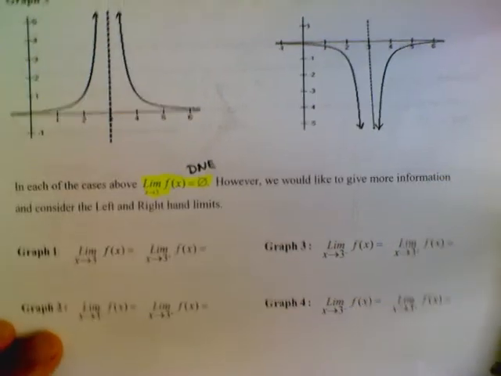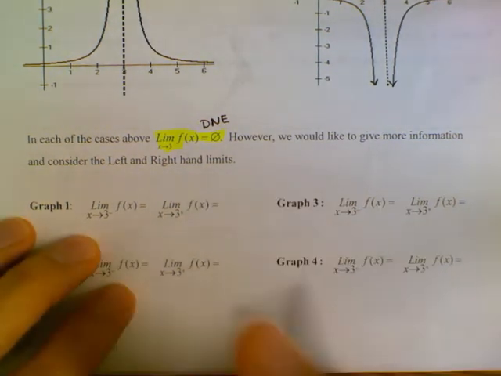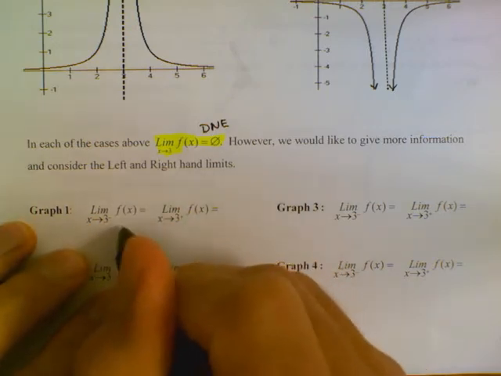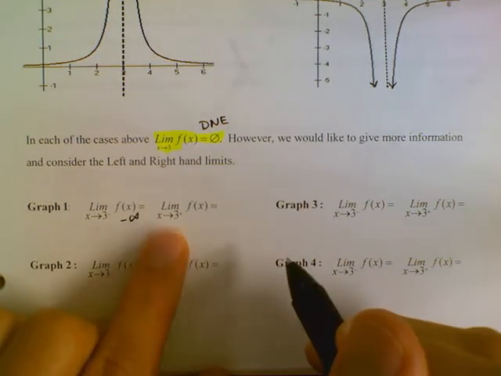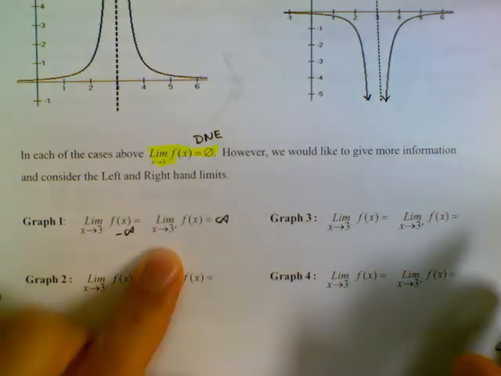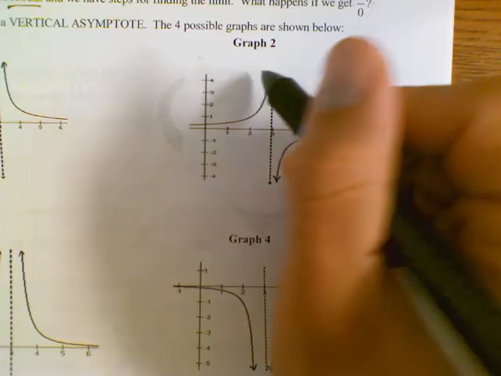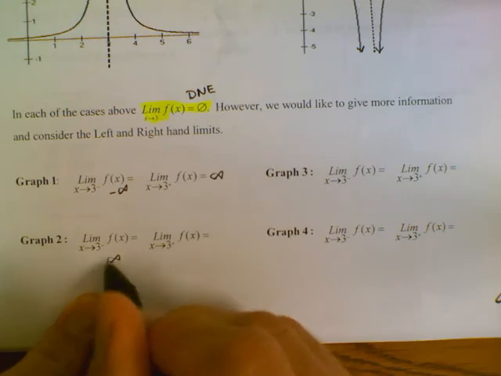Now, however, we'd like to give more information and consider the left and right hand limits. The left hand limit of graph 1 we're going to say is negative infinity. Graph 2, as x goes to 3 from the right, is at positive infinity. Graph 2 is at the top right. This is going to be infinity, negative infinity. So from the left, infinity and negative infinity.